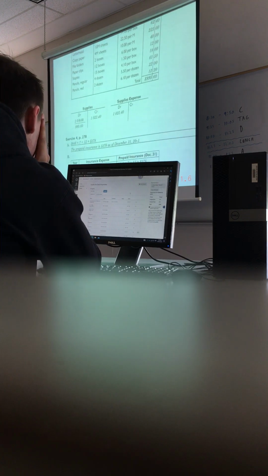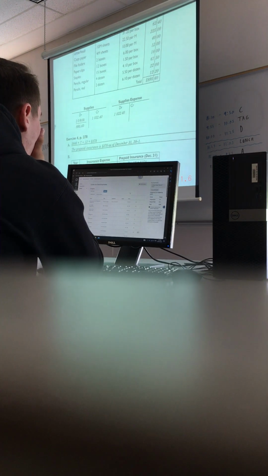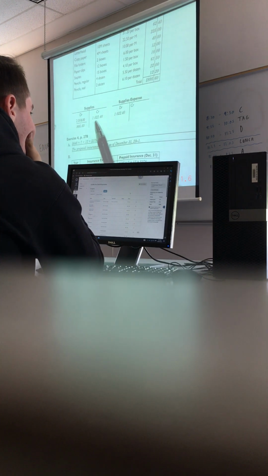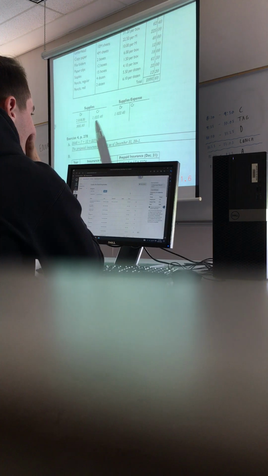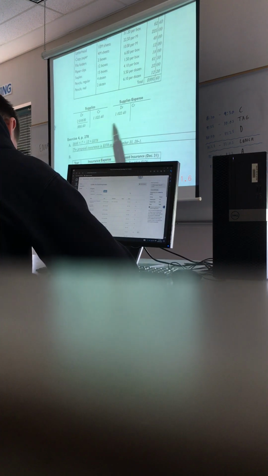So if you were adjusting their supplies account, it tells you they started with 2018. If you ended with $995.60, the difference is what's gone or what's been used up. So that's why they're taking $1,022.40 out and moving it to here. That's the supplies that are gone. Okay, so this is going from here to here.